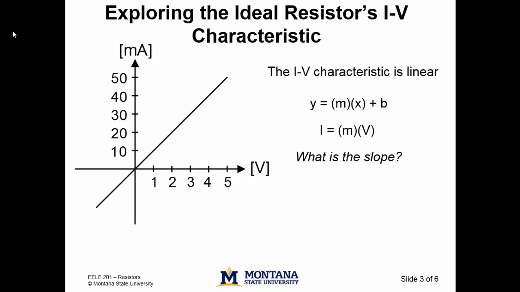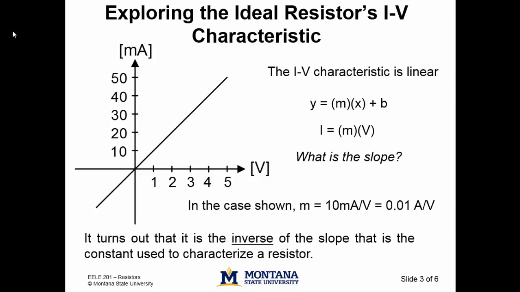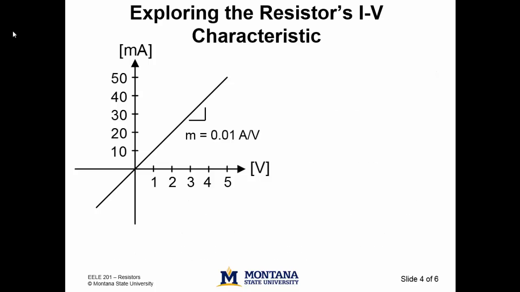What is the slope? Well, simply take one of the points on the line and divide the value of the current by the voltage to find that slope. In this case, the slope is 10 milliamps per volt, or 0.01 amps per volt. Instead of the slope, it's really the inverse of the slope that is the constant used to describe an ideal resistor. Again, in this case, the slope equals 0.01 amps per volt. The inverse of the slope is therefore 100 volts per amp.